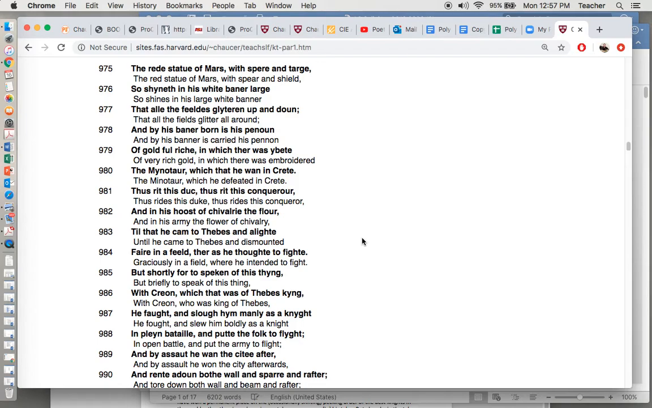Chaucer and Boccaccio before him contemporize this stuff, make it more like the time that they're living in. And so the technology as well as the fashion is going to be medieval instead of ancient.